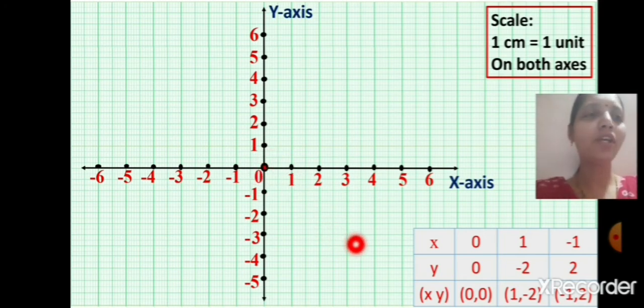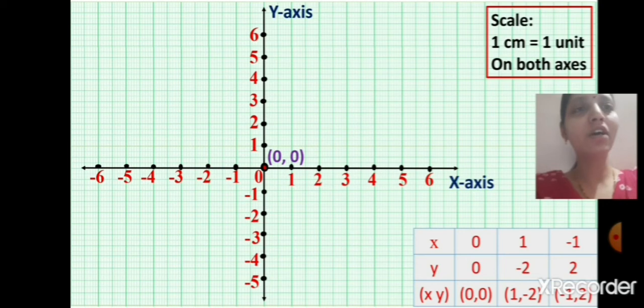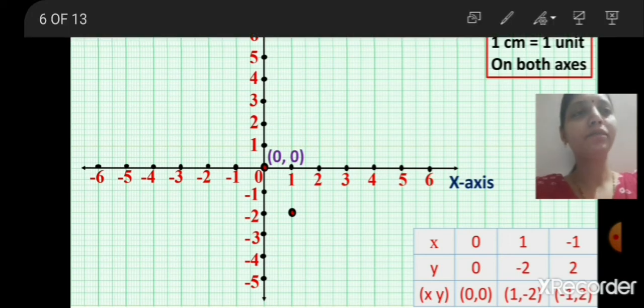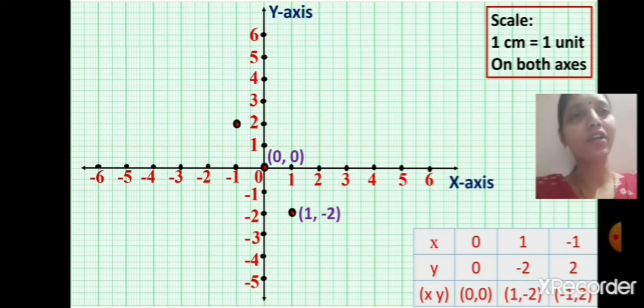Then what is the second point? Coordinates are 1 and minus 2. That means the x coordinate is positive, the y coordinate is negative. So that point will be in the fourth quadrant. So your point will be this, which has x coordinate 1 and y coordinate minus 2. So write down the coordinates here, (1, -2). Now what is the third point? Minus 1 and 2. So that will be in the second quadrant. So this will be your third point, which has coordinates minus 1 and 2.